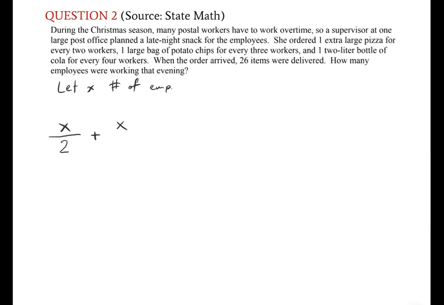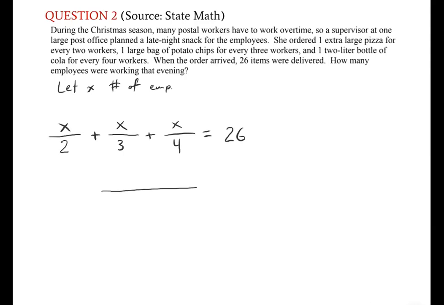Then we do the same thing with the potato chips. So the supervisor ordered 1 bag of potato chips for every 3 workers, and for cola, she ordered 1 for every 4 workers. So we divide X by 4. And this will be equal to 26 items.